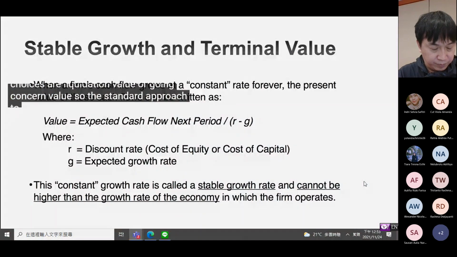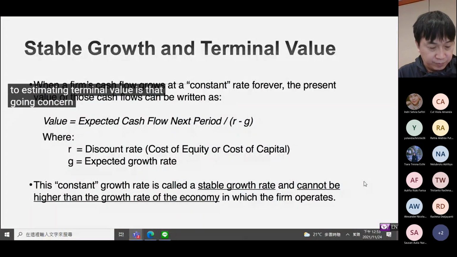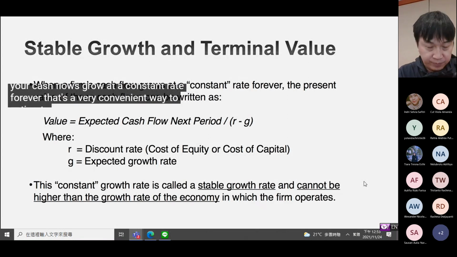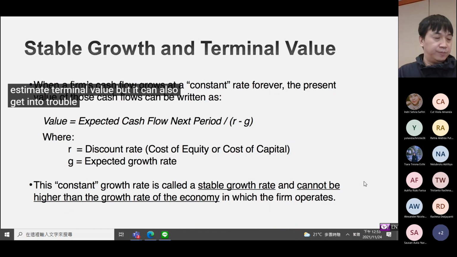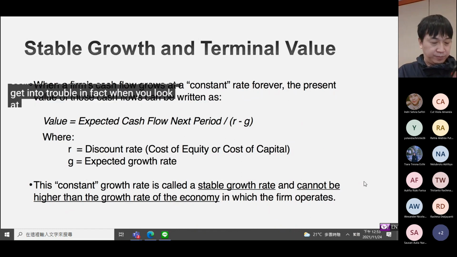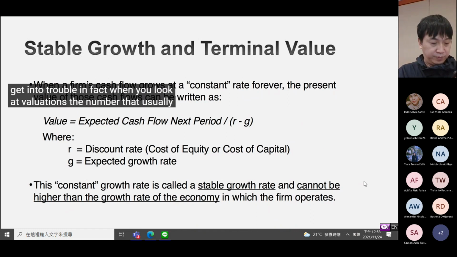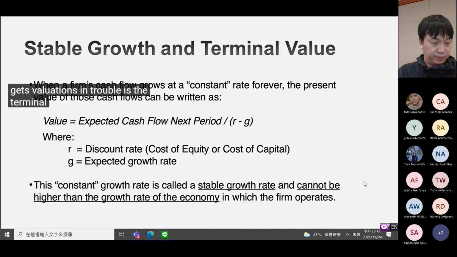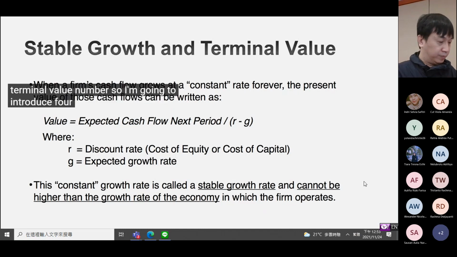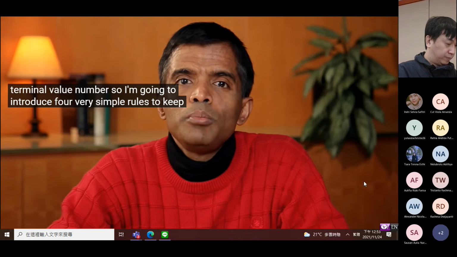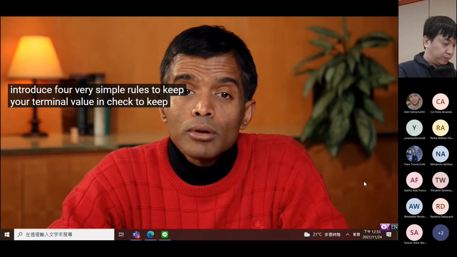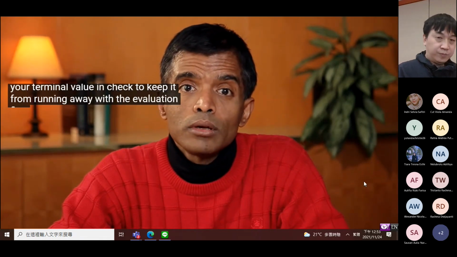So the standard approach to estimating terminal value is that going concern approach, where you assume your cash flows grow at a constant rate forever. That's a very convenient way to estimate terminal value, but it can also get you into trouble. In fact, when you look at valuations, the number that usually gets valuations in trouble is the terminal value number. So I'm going to introduce 4 very simple rules to keep your terminal value in check, to keep it from running away with your valuation.